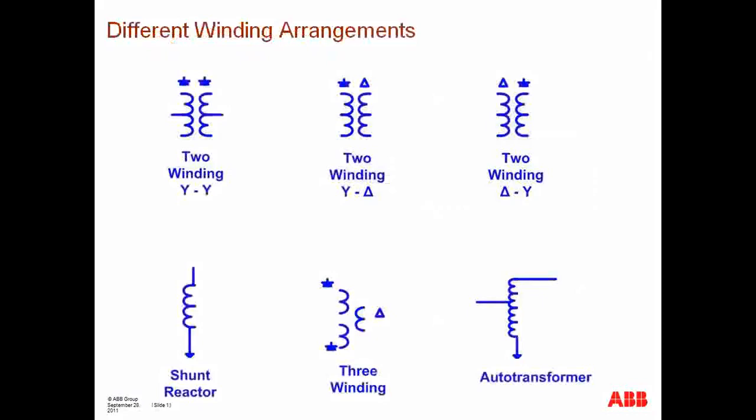Here's just an example of some winding arrangements for power transformers. We have the case of a YY 2-winding transformer here in the top left-hand corner. We have the case of a two-winding Y-delta transformer. Then we have the case of a delta Y transformer. Here we have the example of a shunt reactor. And we have three-winding transformers, and then we have the case of an auto transformer.